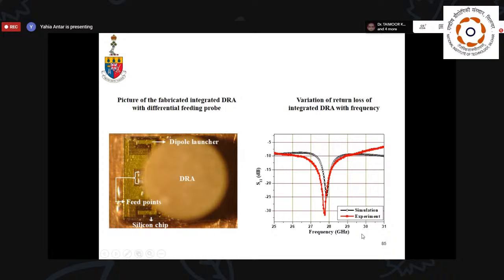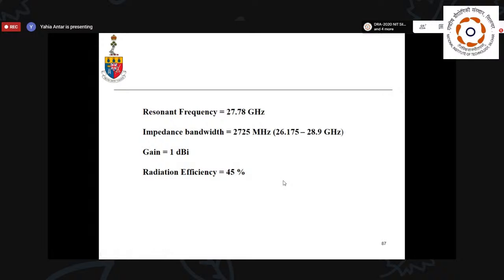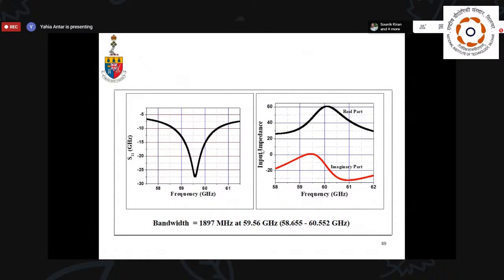There are some inherent advantages in using the DRA on silicon, because the DRA attracts the field out of the silicon substrate, and you can see the field is actually out, so you have less losses. So this is a process that was done, and as I say, I'm not going to talk about it too much, but we have a design that also goes to higher frequency, and the performance was good.